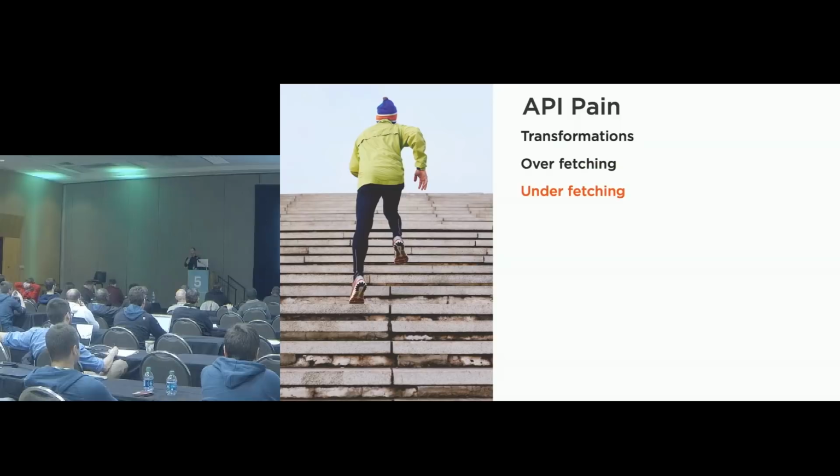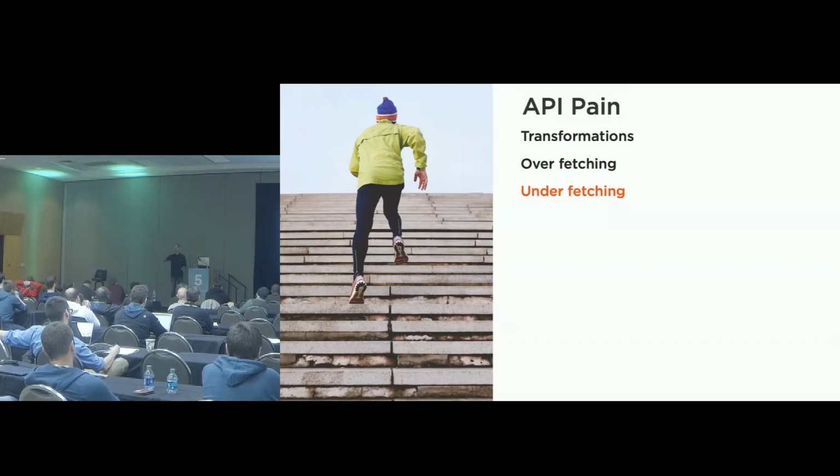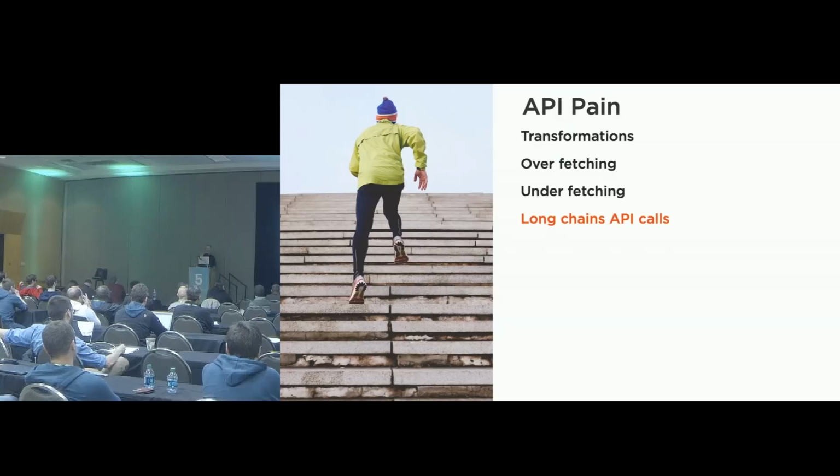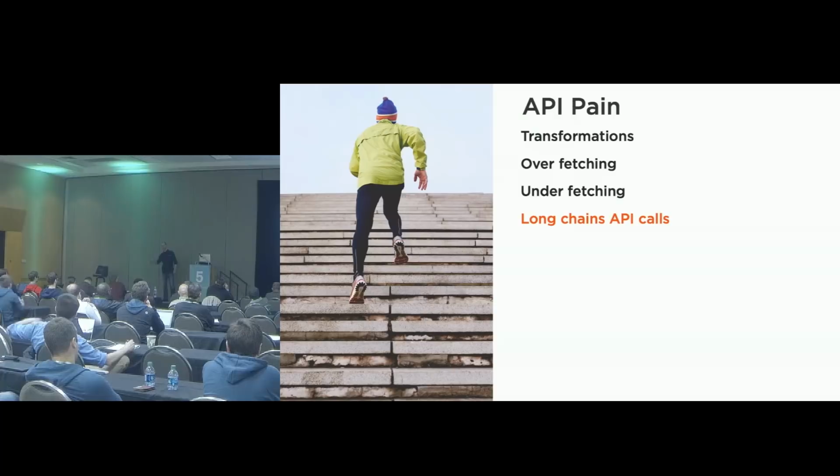Or underfetching, where I request the user and I need all these properties, but the API only gives me half of them right now. So somebody's got to go crack open the code and do a deployment to give me these other properties that I wanted. Long chains of API calls, and this gets to what the gentleman in the back was pointing out, where you're going, oh man, I've got to make a call to posts, and then I've got the author data, and now I've got to go get all the author data, and then I've got to get all the comments data based on each one of those posts. So chains go away with GraphQL.